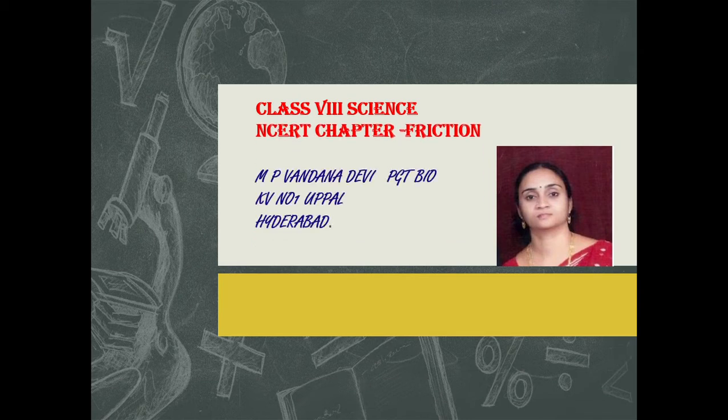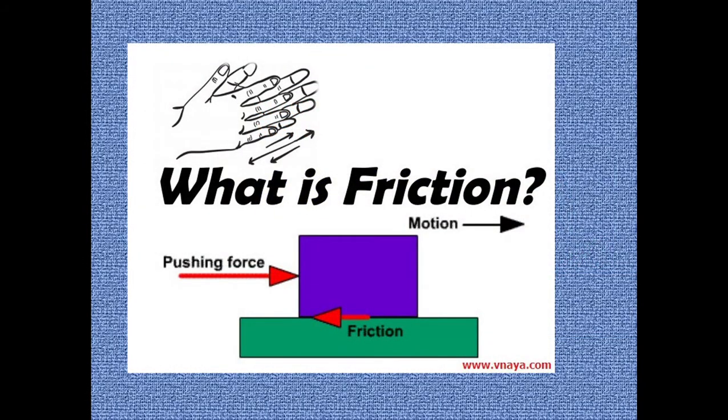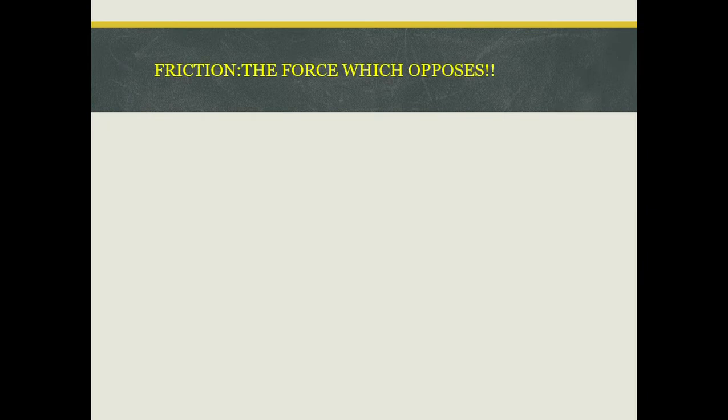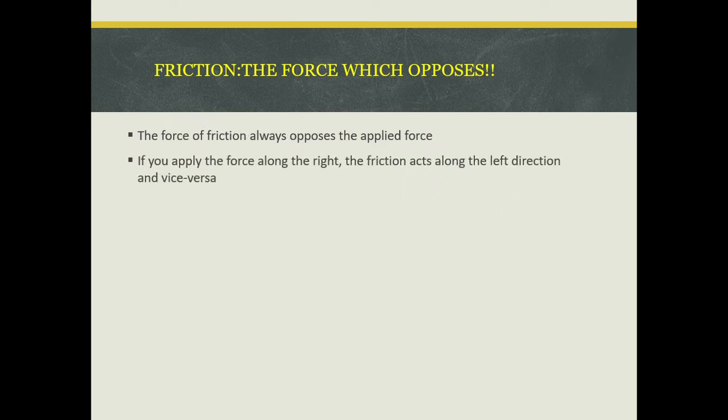So today we will be discussing the chapter on friction from your syllabus. Let us now look into what friction is. Here in the picture you can see that friction is a force which is acting opposite to the direction of force. Here an object is being pushed, so friction is acting opposite to the direction of motion. Friction is a force which opposes. If we apply the force along the right, friction acts along the left direction and vice versa.